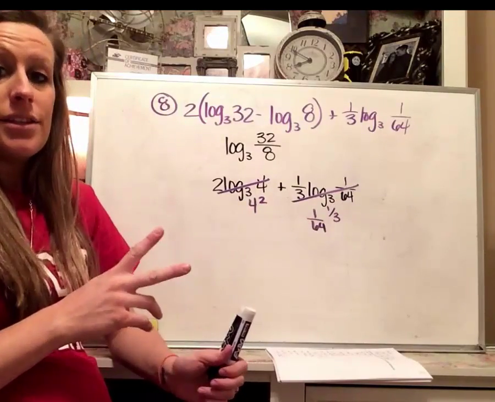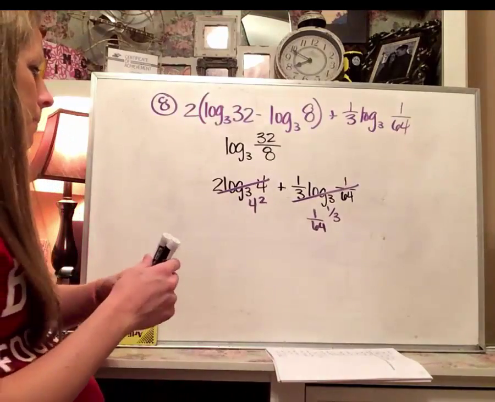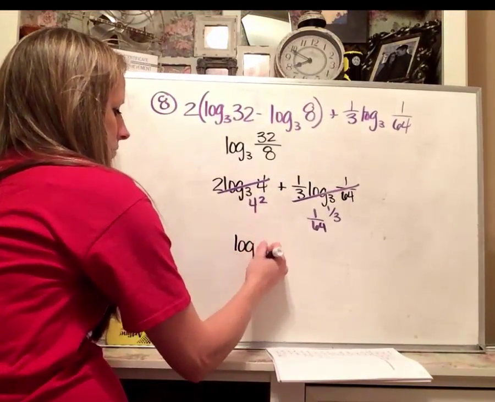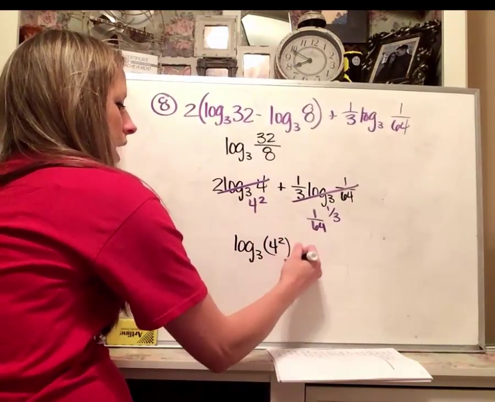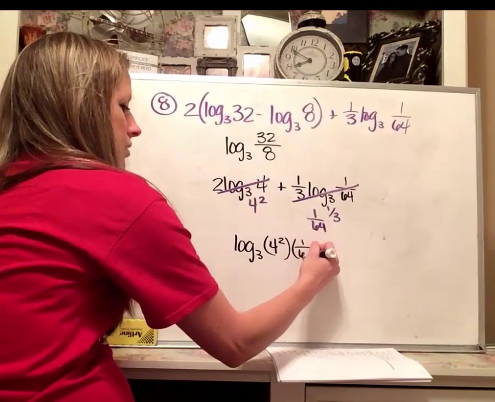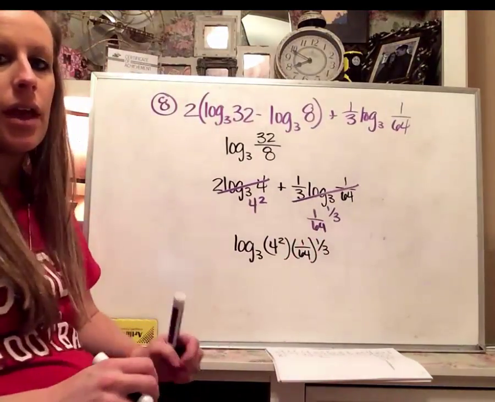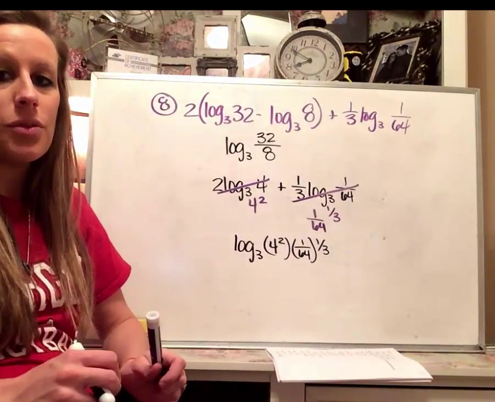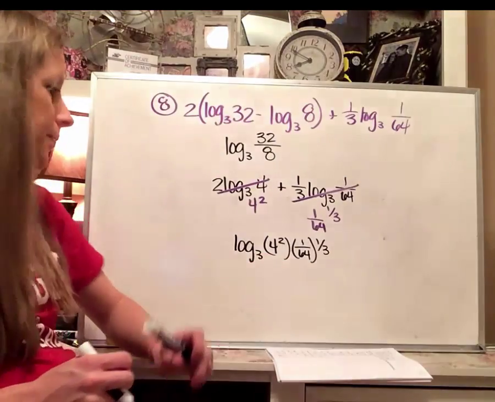Okay, and we're adding these two. So if we want to condense it, we want to multiply it. So it's going to be log base 3 of 4 squared times 1 over 64 to the 1/3 power. Just like before with the parentheses, since we don't have any variables here, we can go ahead and multiply those two and see what we get.